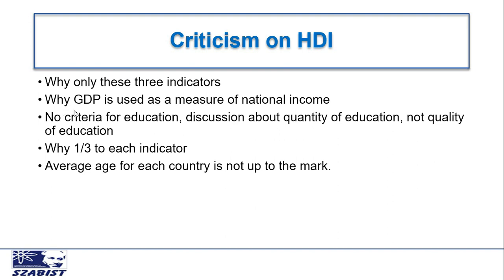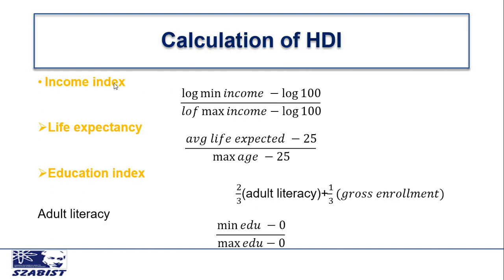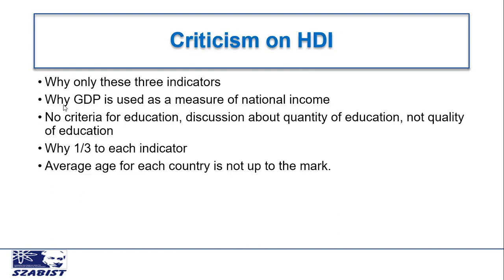And the second criticism is that why GDP is used as a measure of national income. As we can see, here is the income index. We can use per capita income, we can use GNP. GDP basically shows only domestic income while GNP shows domestic plus foreign income both as well. So the second criticism is why GDP is used as a measure of national income.